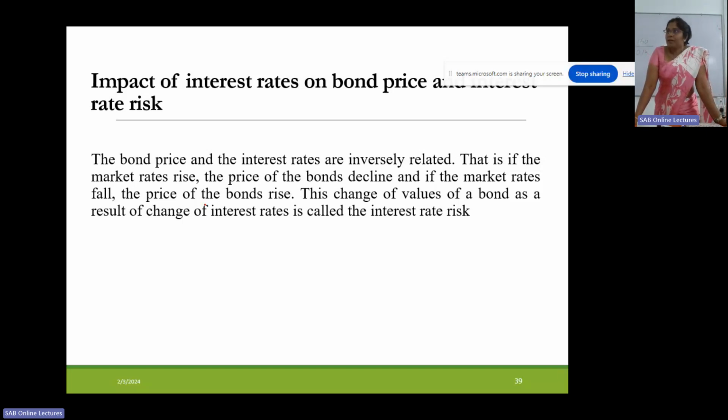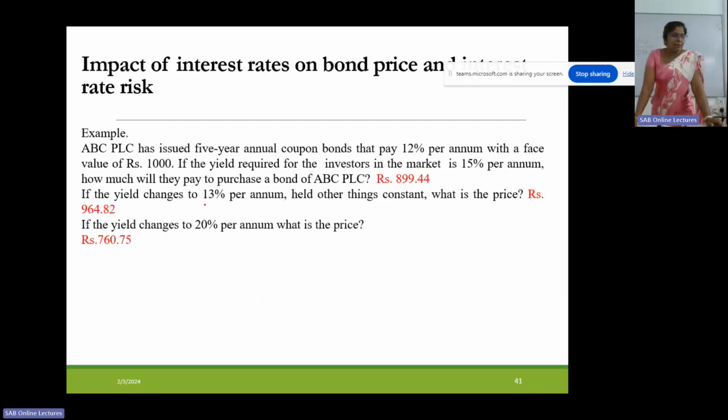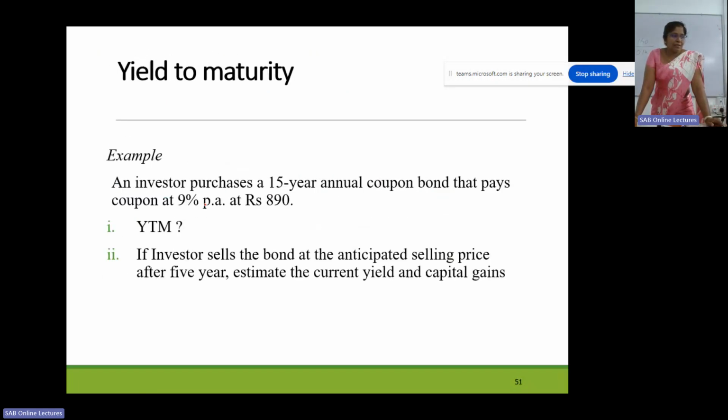Right. I'm stopping at this point. I'm not going to continue because I want to cover these two, the impact of interest rate and the YTM, together. Next week I will continue.